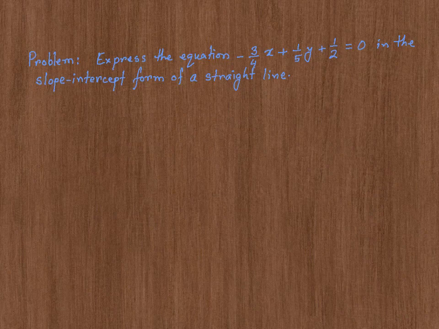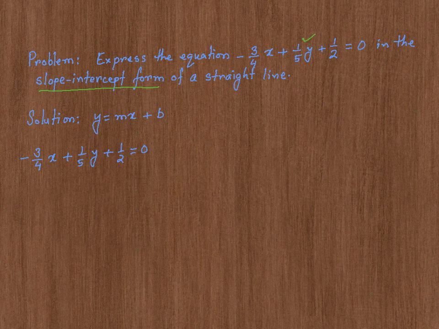In this video, I am going to express this given equation in the slope-intercept form of a straight line. To express the given line in the slope-intercept form, y is equal to mx plus b, all I have to do is solve for y in this given equation. I can do it in a couple of different ways.